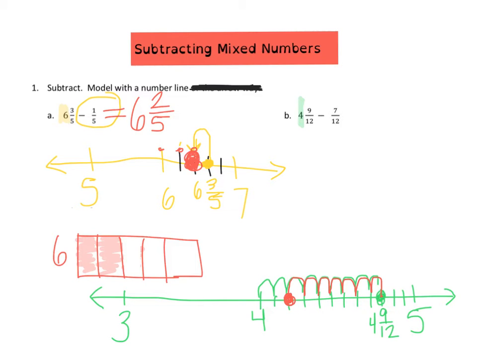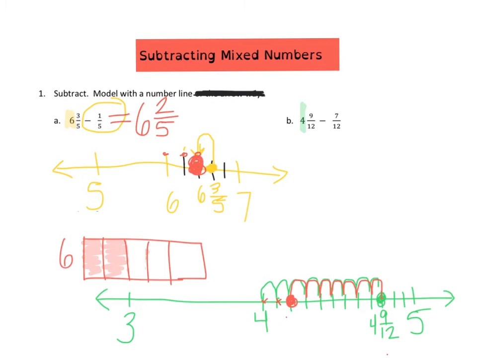So let's count where it is. This is 4, 4 and 1/12, 4 and 2/12 is where my dot landed. So I know if I started with 4 and 9/12 and I took away 7/12, now I have 4 and 2/12.